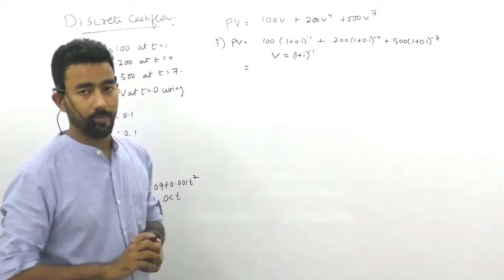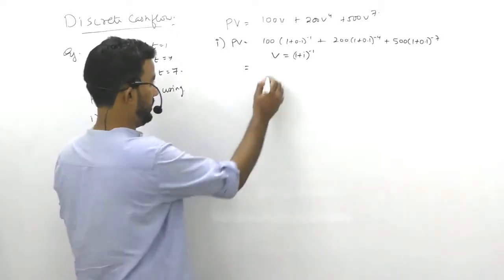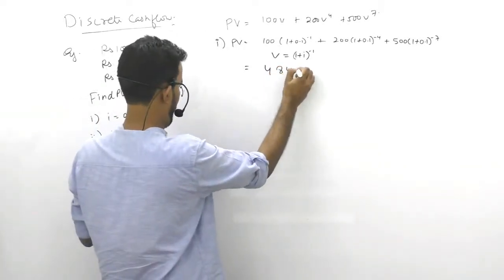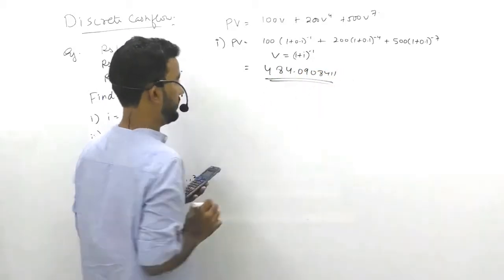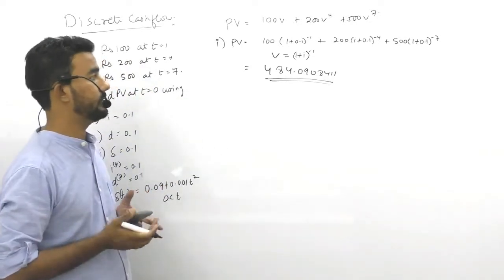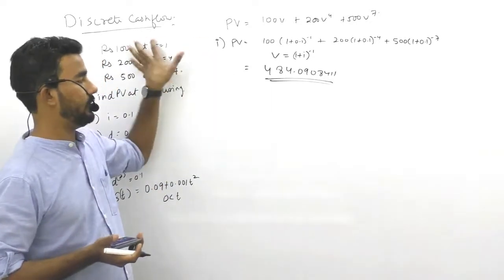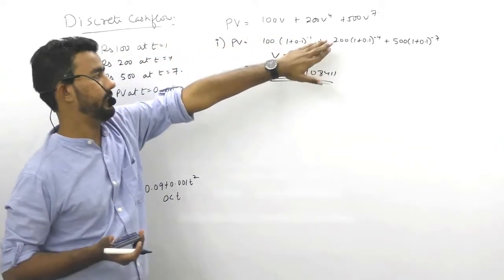So let's check the value using the calculator. Your answer comes out to be 484.0908411. That is my answer without any kind of rounding off, the exact answer that I got. So when the interest rate is 10%, the actual amount being paid is 100 plus 200, that is 300, plus 500, 800 rupees.